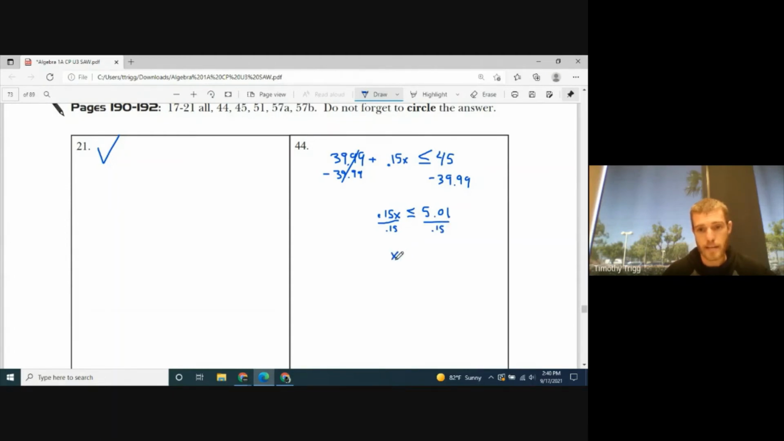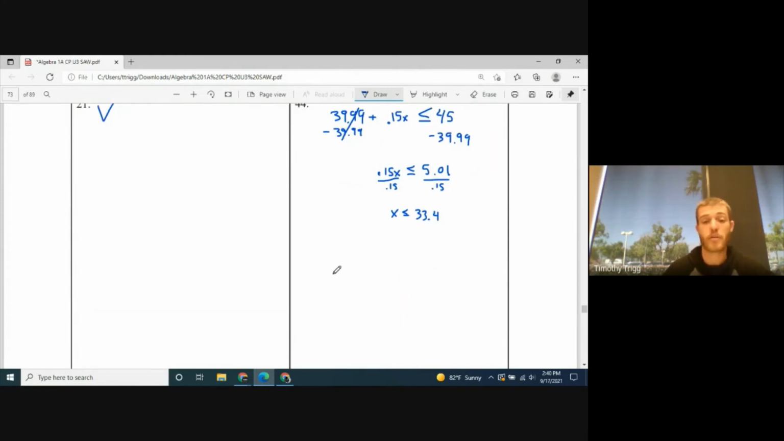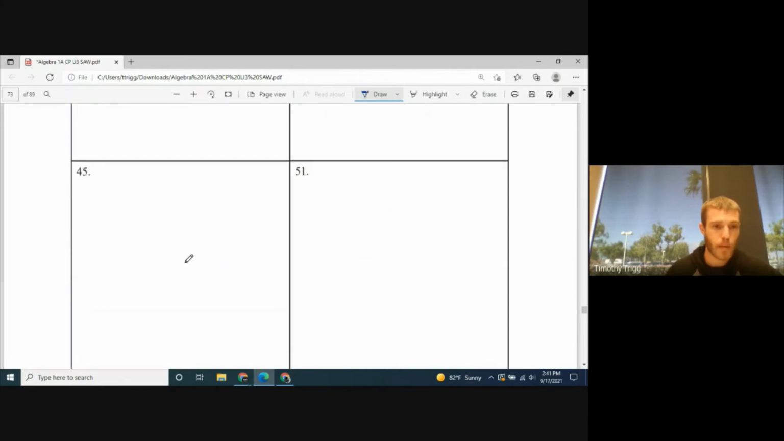That'll give us that X is less than or equal to, so the number of text messages you can send is less than or equal to 33.4. So really 33. So what I would say is, as a complete sentence, you'll be able to send at most 33 text messages, right? Because you can't send or receive 0.4 of a text message. Okay. Number 45. Again, all these word problems, make sure you're answering them in a complete sentence.